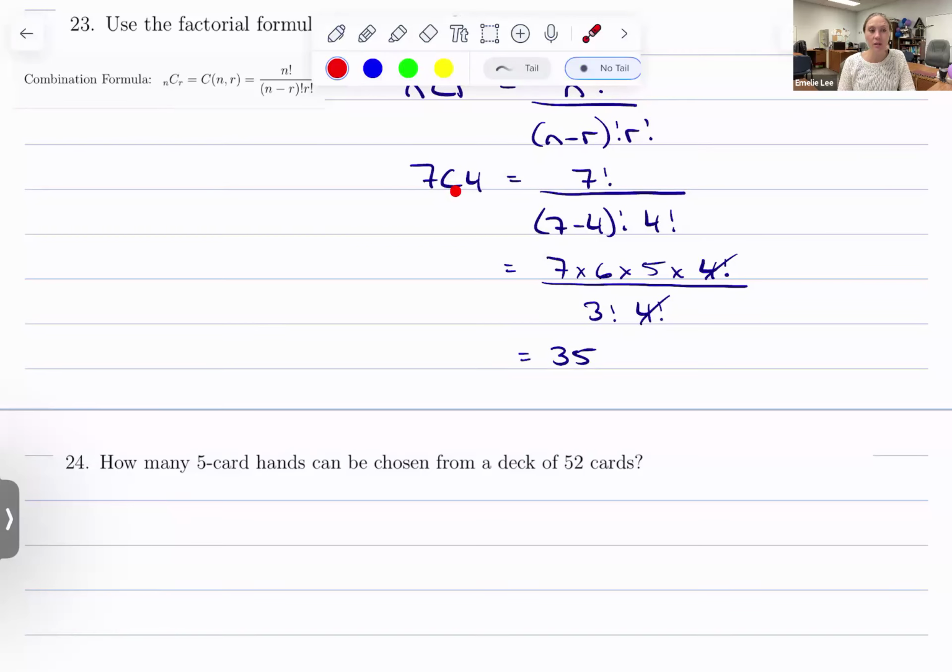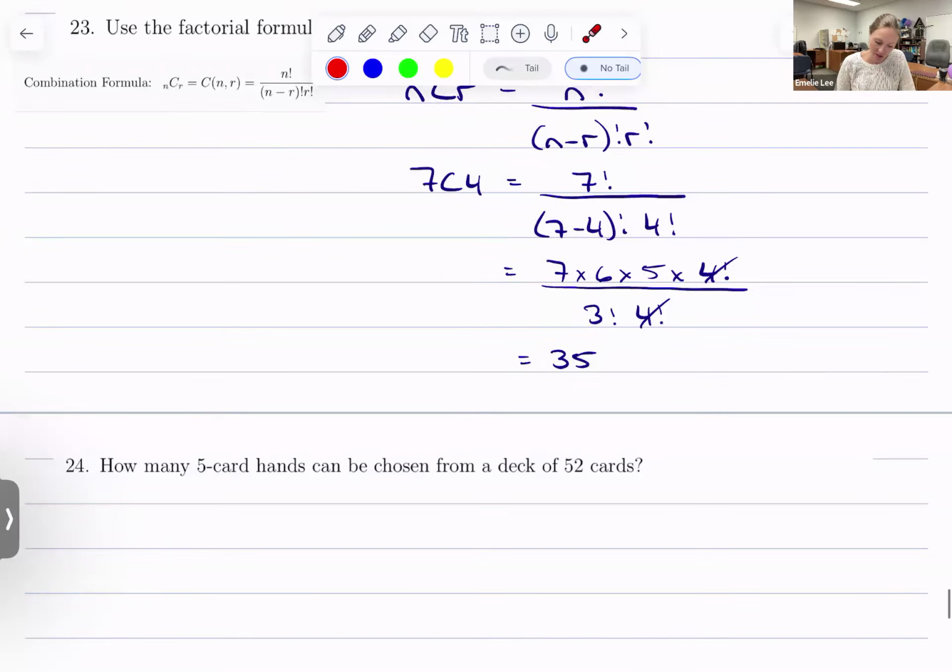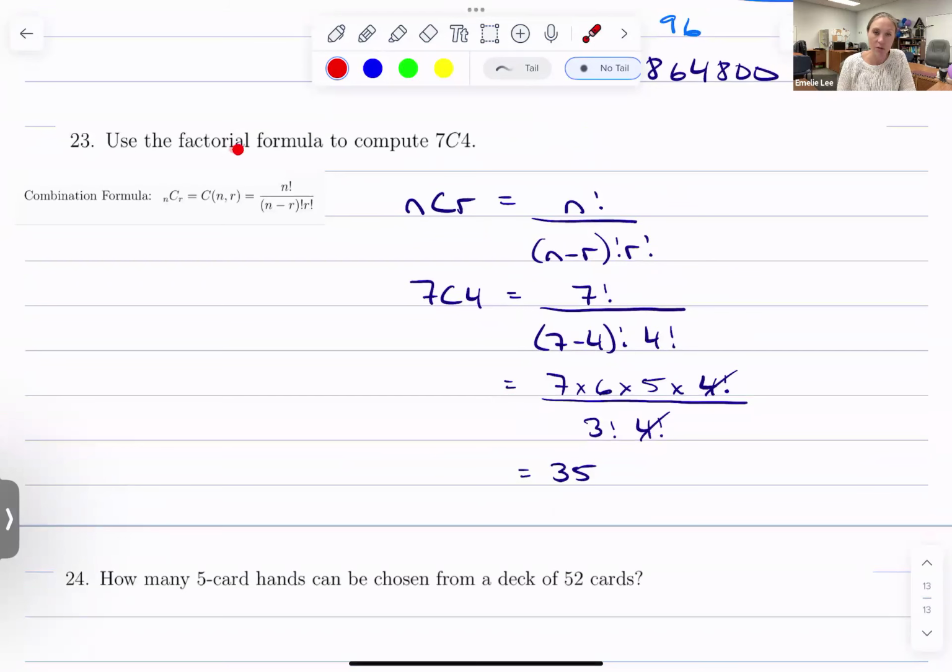Now you can check your work with your calculator, right? 7 choose 4 on your calculator is 35. But for marks, you have to use the factorial formula. So you have to use this. Otherwise, I can't give you marks.